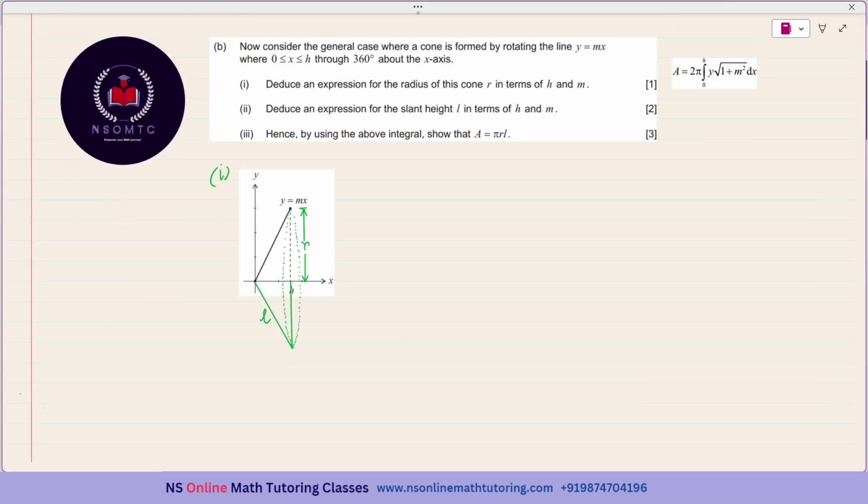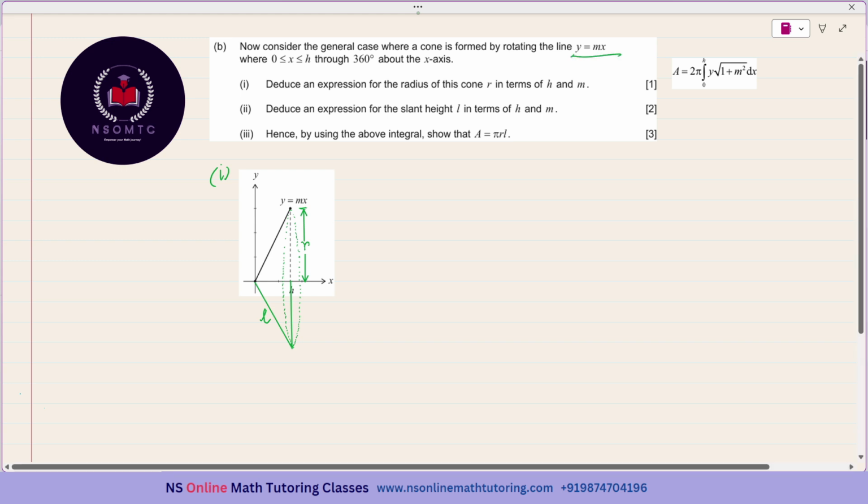Subpart B. Now consider the general case where a cone is formed by rotating the line y equals mx, where x is greater than or equal to 0 but less than or equal to h, through 360 degrees about the x-axis. Subpart i: deduce an expression for the radius of this cone, r, in terms of h and m. It contains just a single mark.